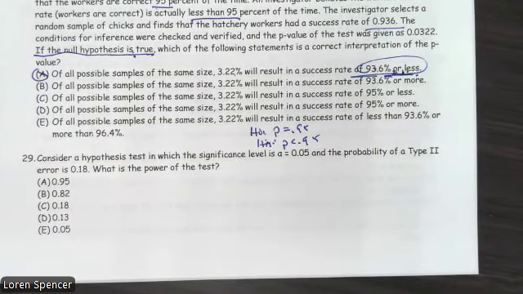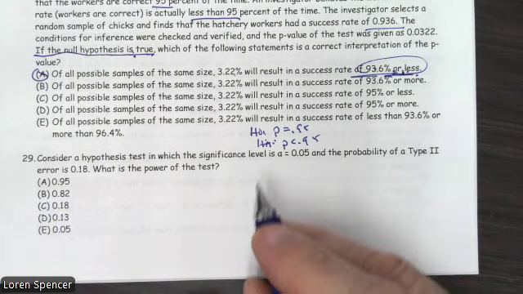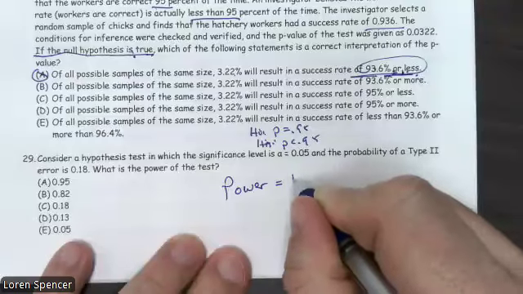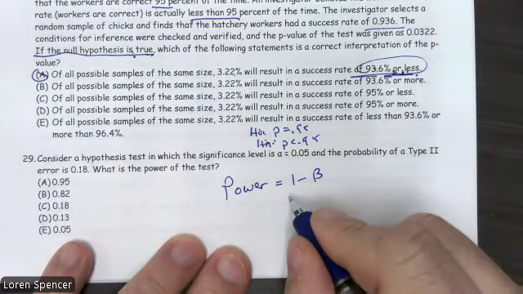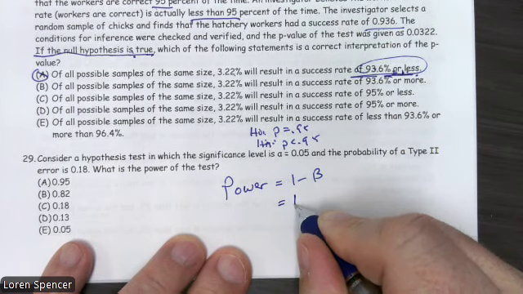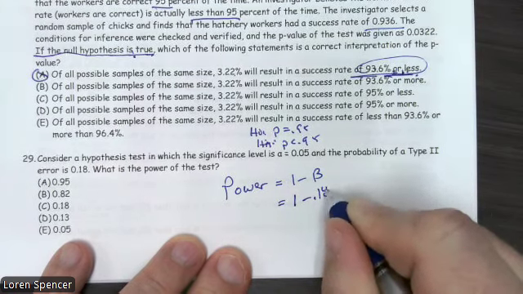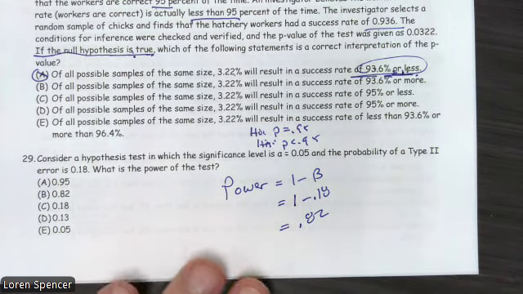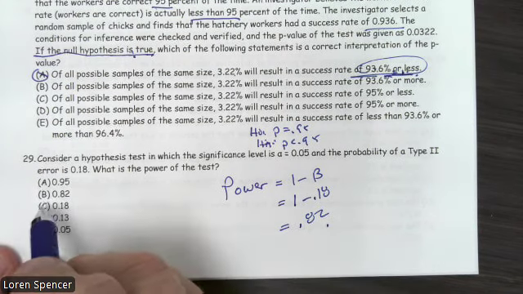29, consider a hypothesis test in which the significance level is 0.05 and the probability of a type 2 error is 0.018. What is the power of the test? Power equals 1 minus beta, or 1 minus type 2. So power is 1 minus 0.018. So in this case, power is 0.982. So the probability of correctly rejecting is 0.982.